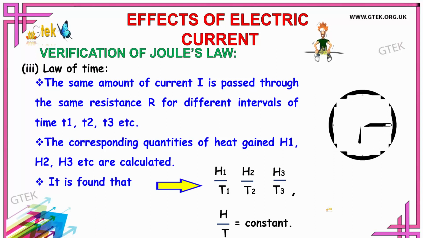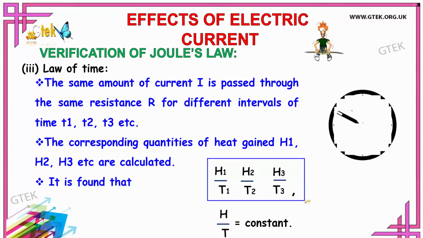Now let us see about the law of time. The same amount of current I is passed through the same resistance R for different intervals of time, that is t1, t2, t3 and so on. The corresponding quantities of heat gained, H1, H2, H3 and so on, are calculated. So H1 by t1 is equal to H2 by t2 is equal to H3 by t3. So cumulatively, H by t is equal to a constant.